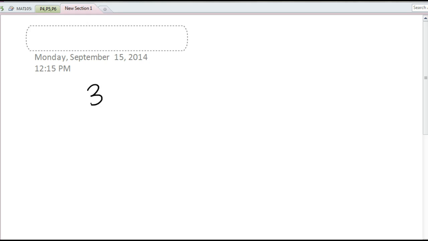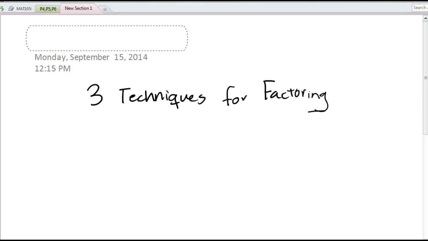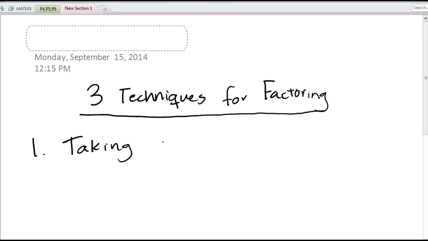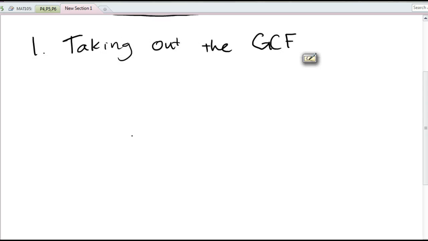So let's say three techniques for factoring. Technique number one is the simplest, and it's always the first thing you should look for: just taking out the greatest common factor, which we abbreviate by GCF. Okay, so let's look at examples of how this works.